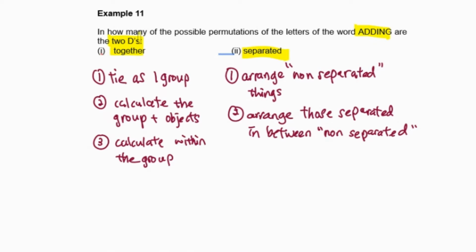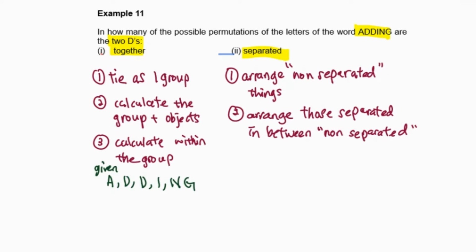So, for the things that we need to arrange together, we must tie them as one group, and then we will calculate the group and the other objects that we need to arrange, and then third step, we will calculate the arrangement within the group. So, for the word given here, A, D, D, I, N, G, our task here is to arrange the two D's together.